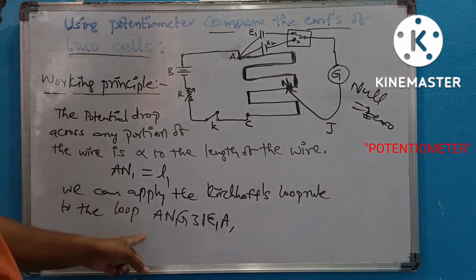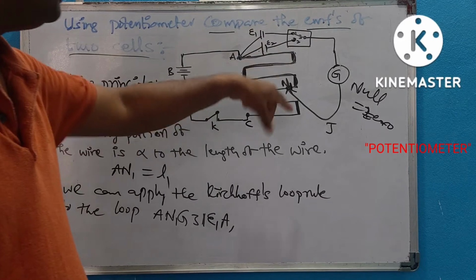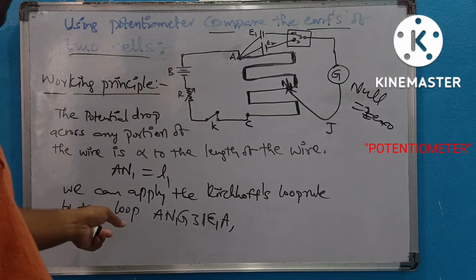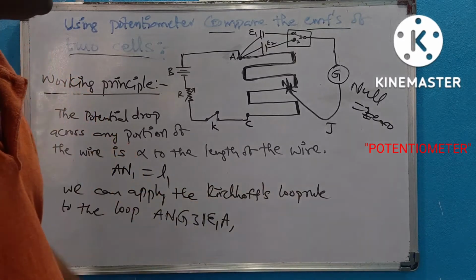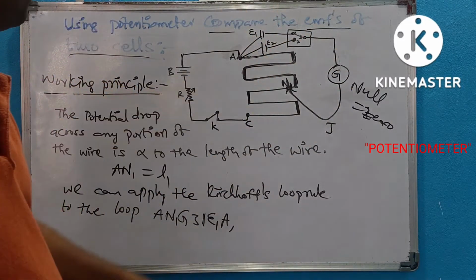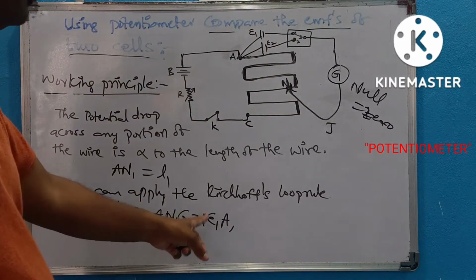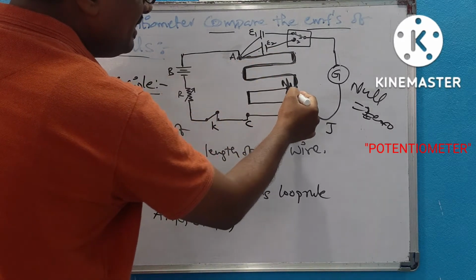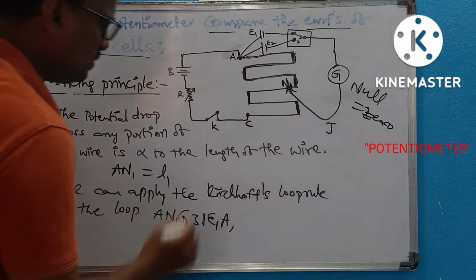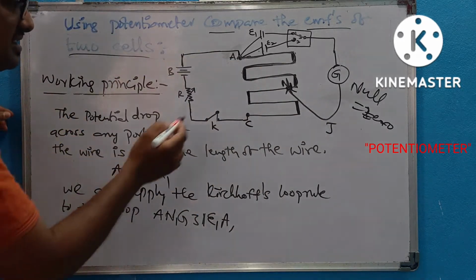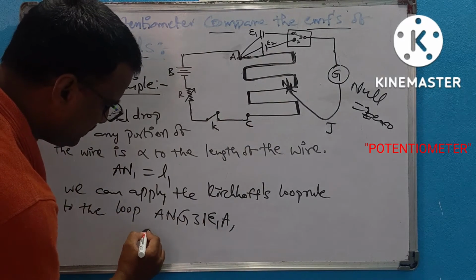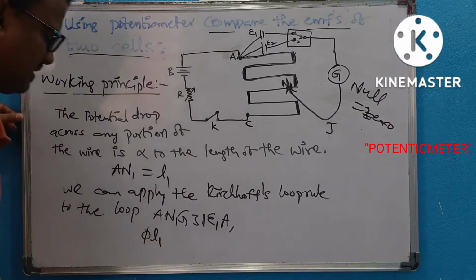For this closed loop, we apply the Kirchhoff loop rule. Then what happens from A to N1? What is the length of that one? L1.